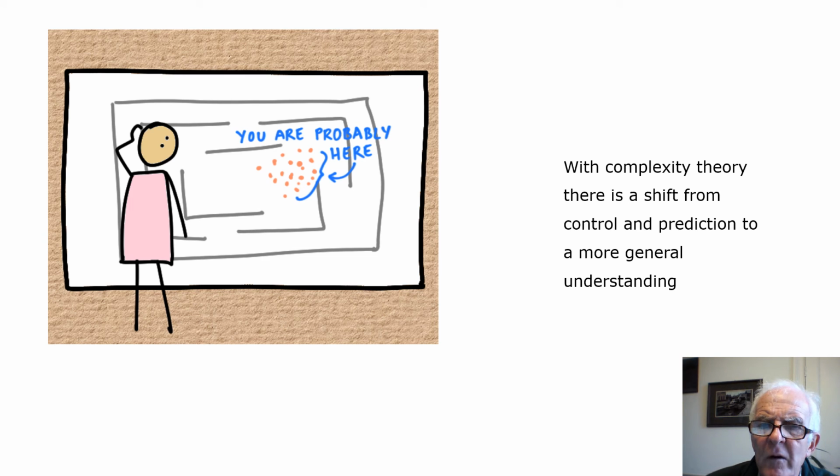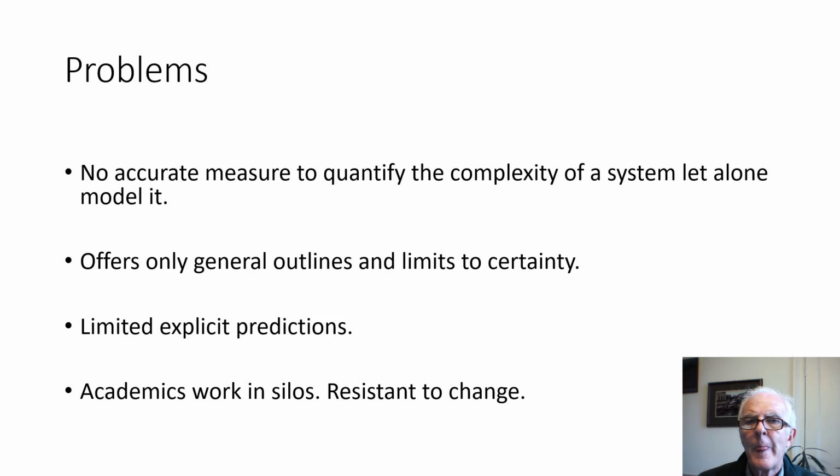Whereas with complexity theory, we're asked to stand back, and it outlines the limits of predictability. So there's a shift from control and prediction of systems to a more general understanding. But alas, most people want certainty. And there are a number of problems which I've alluded to. There's no accurate measure to quantify the complexity of a system or model it. It only offers us general outlines and suggests that systems may not be as certain as we think they are, or would like to think they are. So it limits our explicit predictions.